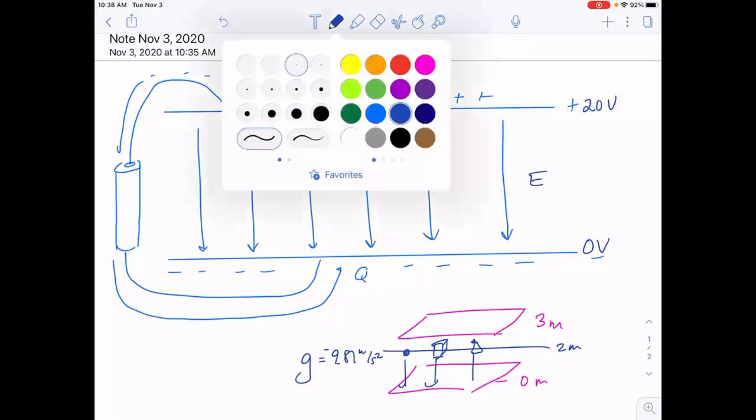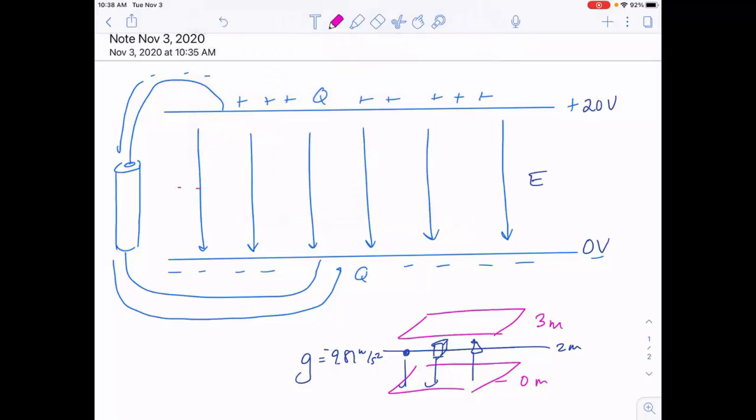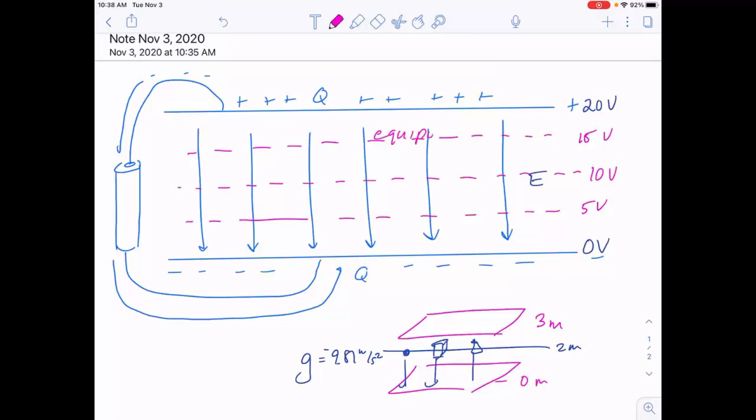Then if I were directly in the center, I would have an equipotential line that would be 10 volts. So this sort of acts on a gradient. If I went a quarter of the way across, this would be 5 volts. And this would be 15 volts. And again, those dotted lines are called lines of equipotential.